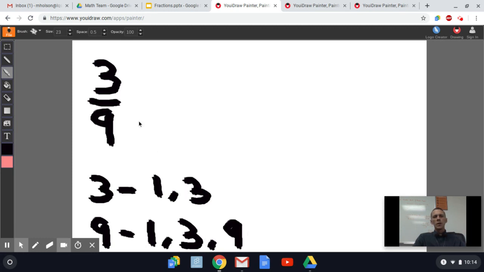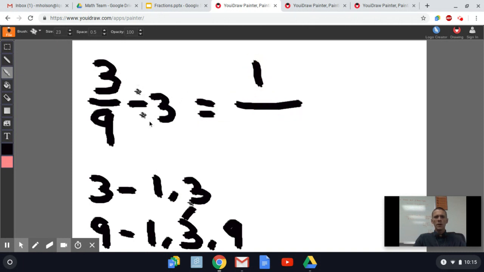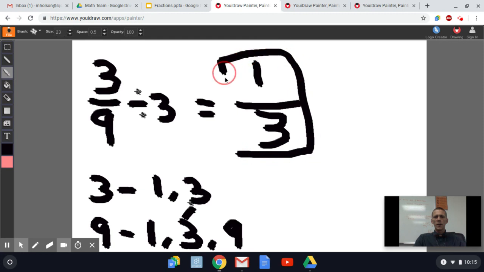So in order to reduce this fraction down, we'll take our highest common divisor, which is going to be 3, and divide it into the top and bottom number. Now, 3 divided by 3 gives you 1, and 9 divided by 3 will give you 3. So 3 over 9 reduces to 1/3. And that's how you reduce a fraction, everybody.